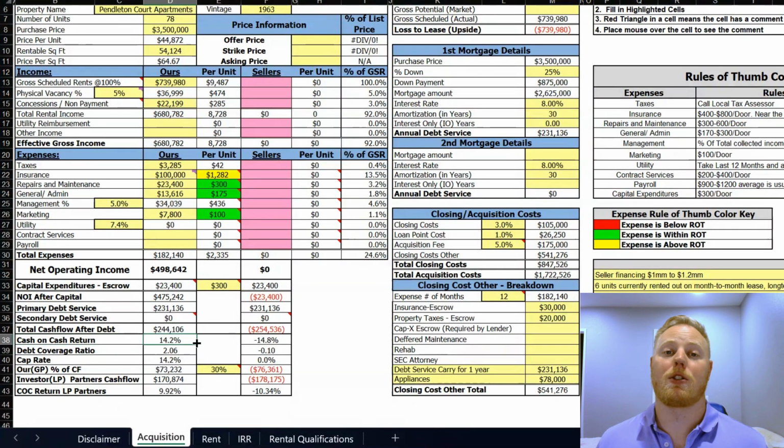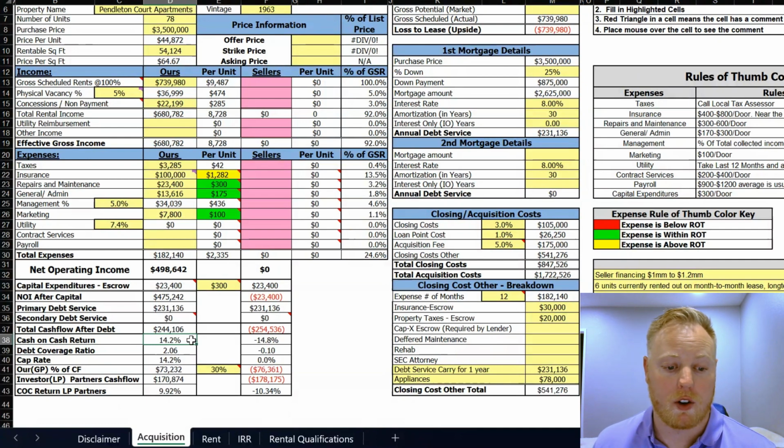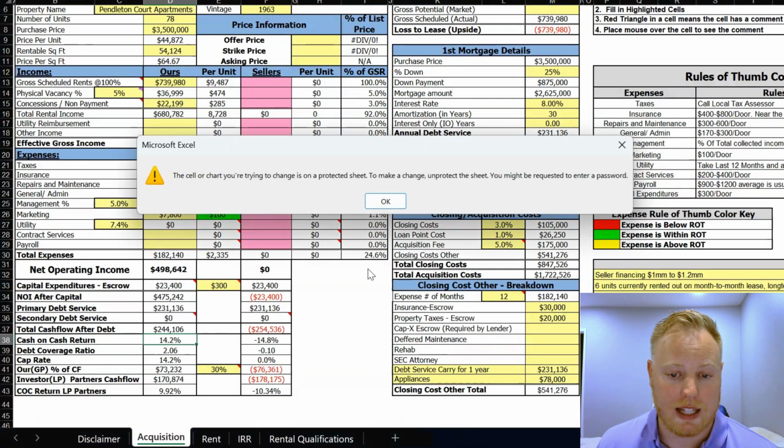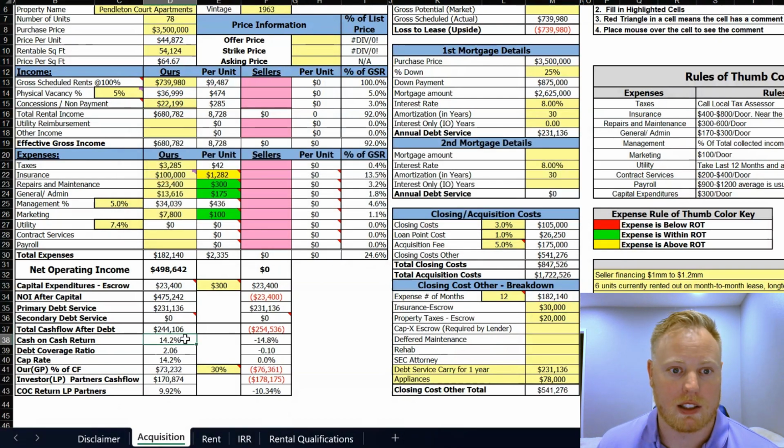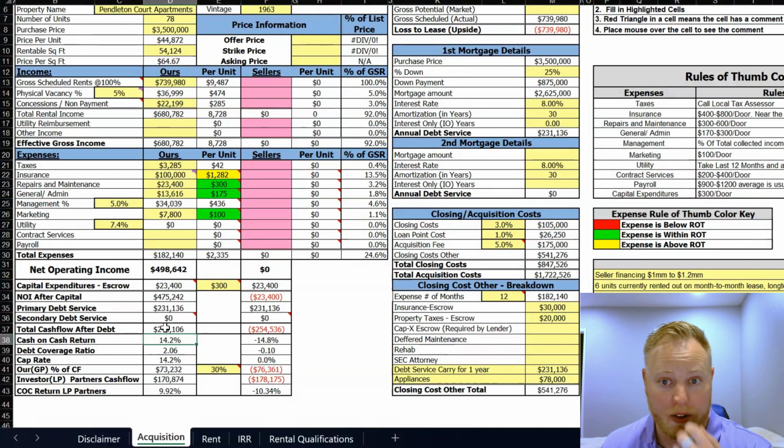Now, cash on cash return, remember, is net operating income minus debt service over the total acquisition cost. So if we take a look at that, it doesn't allow me because it's locked. So D37, which is the total cash flow after debt, which is exactly what we talked about, divided by M32, which is right here, which is total acquisition cost. So it's a 14.2% cash on cash return.